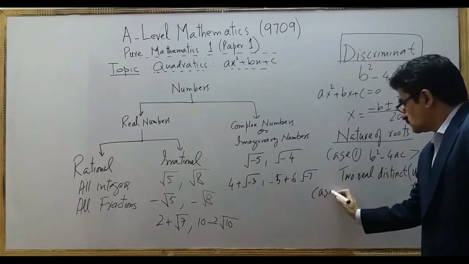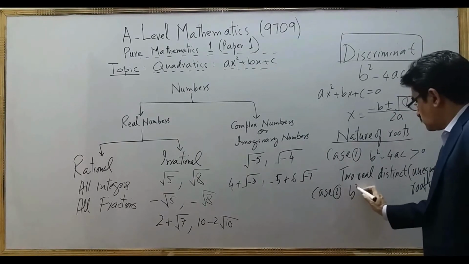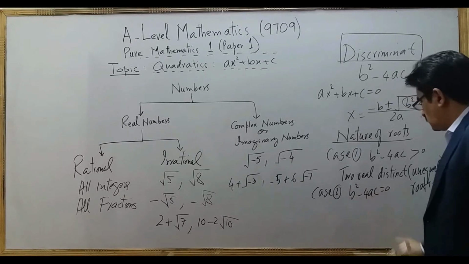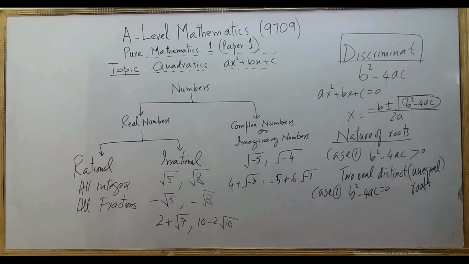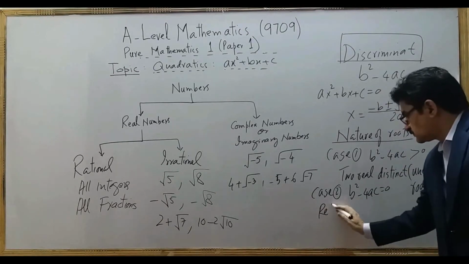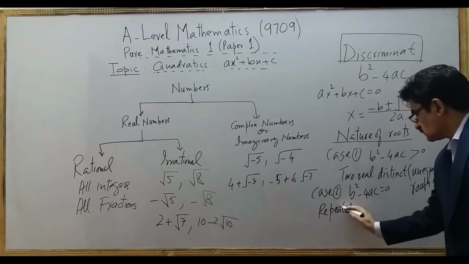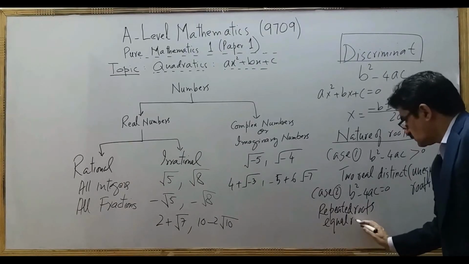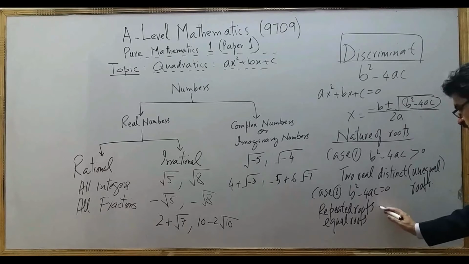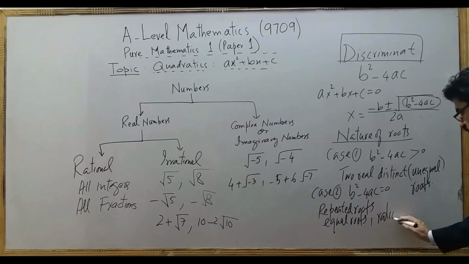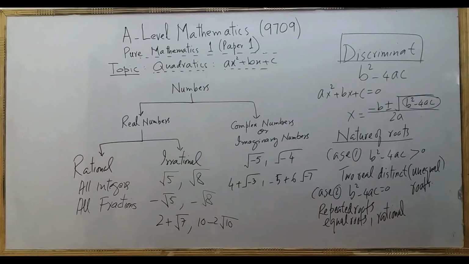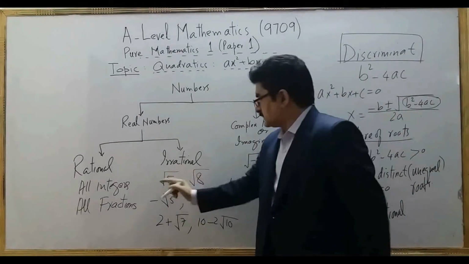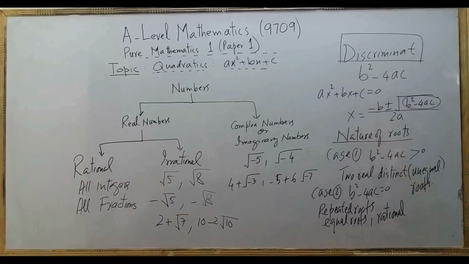Case 2, if b square minus 4ac is equal to 0, then we say that this quadratic equation will have repeated roots, or we also say equal roots, and they will be rational. Rational means there will not be this square root or radical sign in the answer, as you will see in the examples. And then we have case 3.